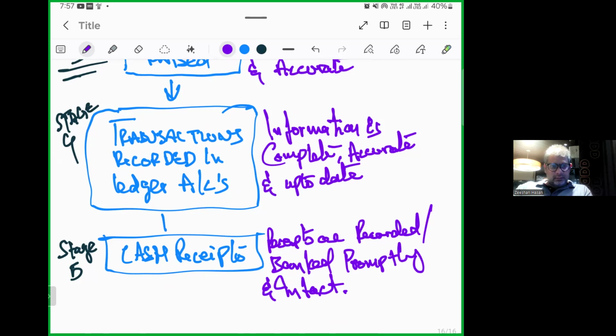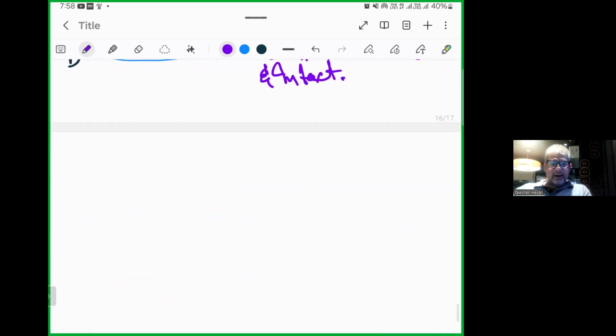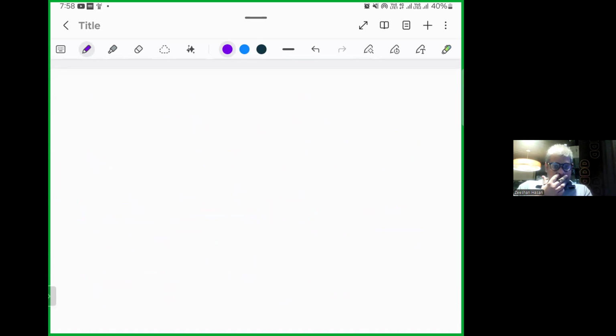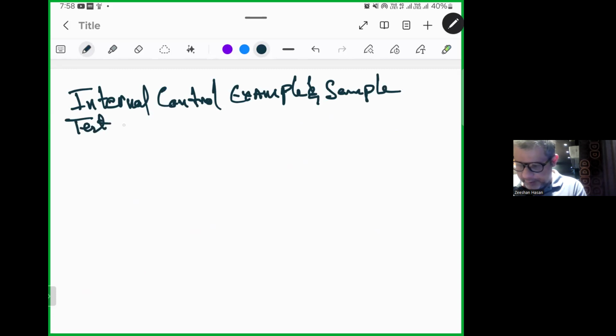So let us discuss internal control examples and sample tests of control.